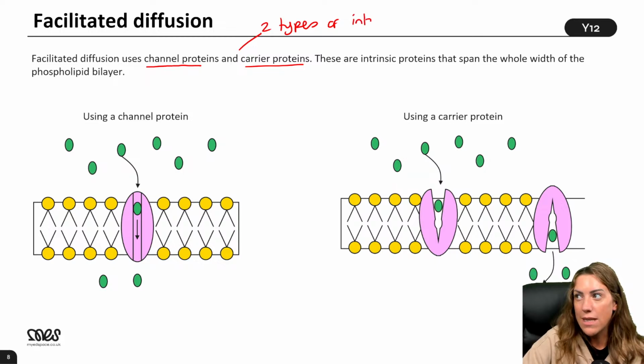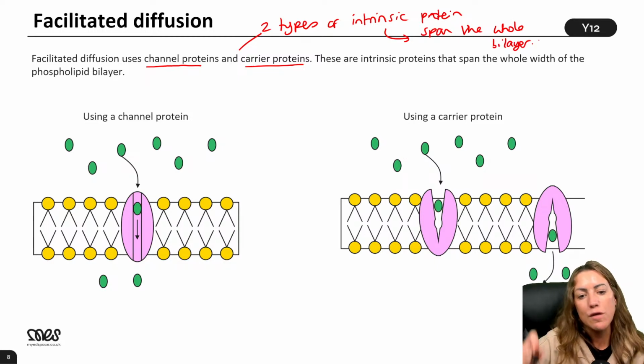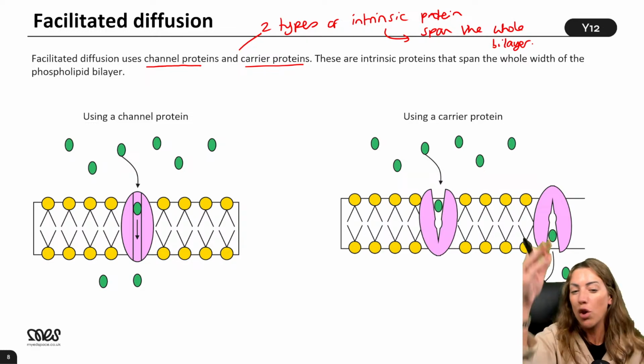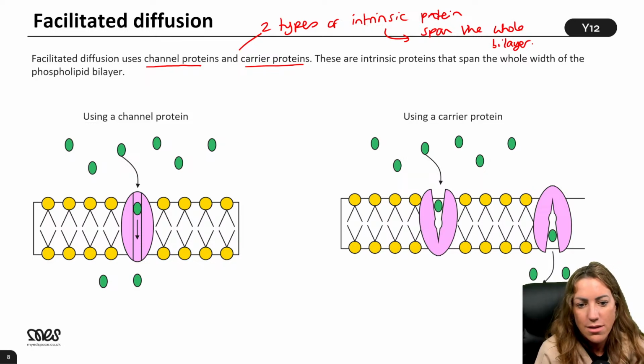I'm going to put two types of intrinsic protein. Remember, intrinsic proteins span the whole bilayer. And that makes sense. If you want to move something from outside the cell inside the cell using a protein, the protein is going to have to span the whole bilayer. It's going to have to be an intrinsic protein. Otherwise, you're not going to get the substance across, right?